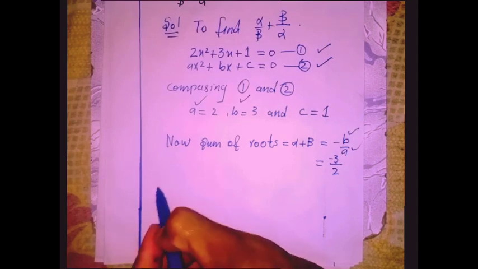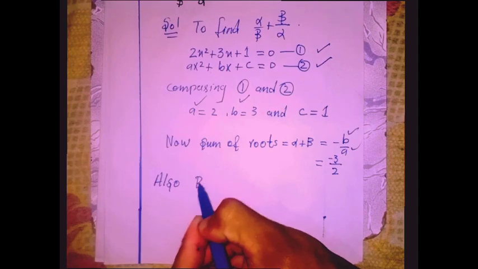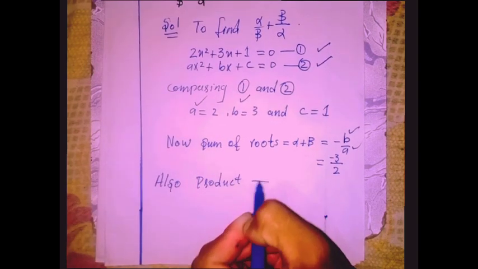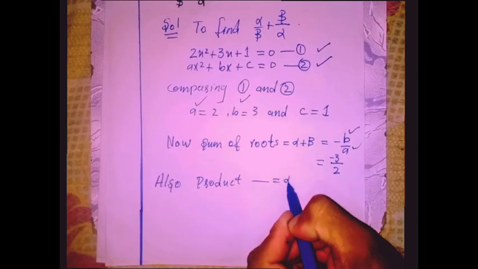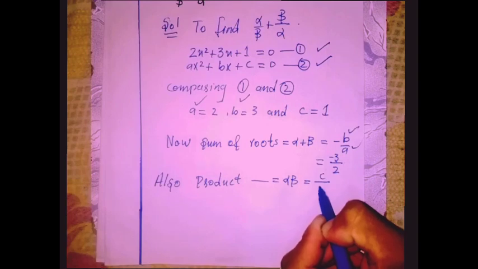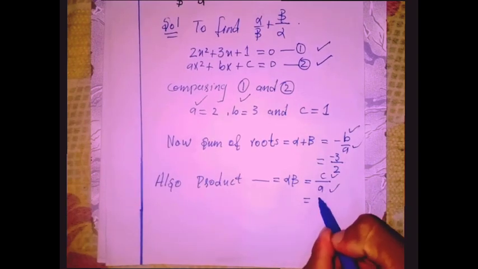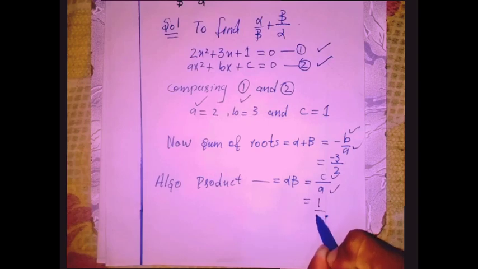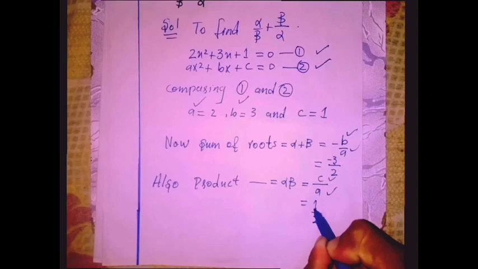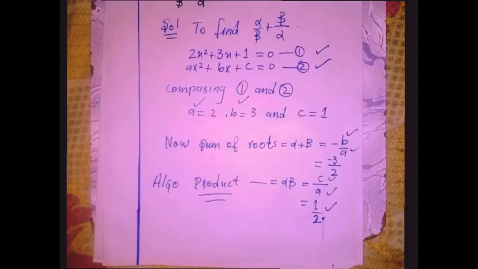And also we have to find the product of the roots, which is alpha beta, which is equal to c divided by a. So putting the values of c and a, we get 1 over 2. This is the product of the roots.